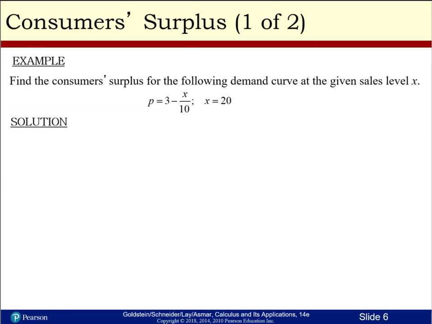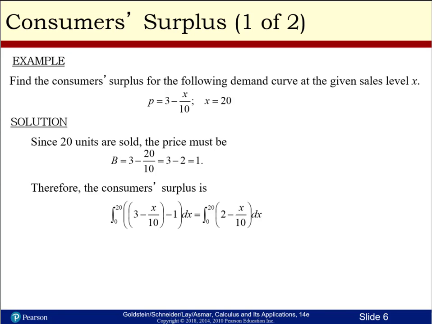So we have an example. We're going to find the consumer surplus for the following demand curve at a given sales level x. So P is 3 minus x over 10, and our x is 20. So we know that 20 units are sold, so our A is 20. We're going to need to plug in that 20 so that we can get what B is. So we plug that 20 into our demand equation, and we'll get the B is 1.